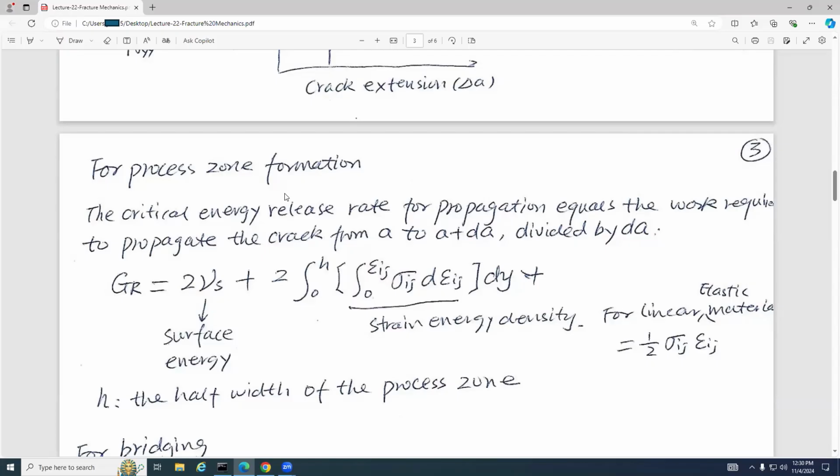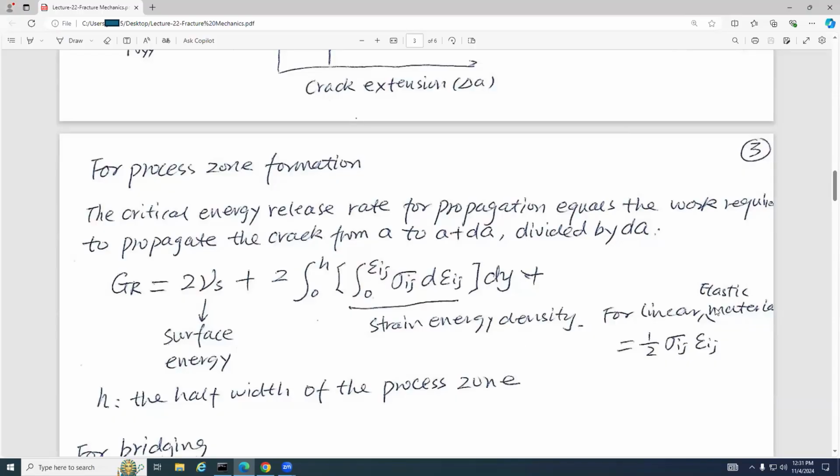Okay. So this one is the toughening mechanism. You can see sigma ij, d epsilon ij. This integration is called strain energy density. And then we do the integration again with respect to y. So this one will be energy, right? So this is GR. This is energy. And also we assume the thickness of the sample is the unit thickness. So the H is a half width of the process zone.